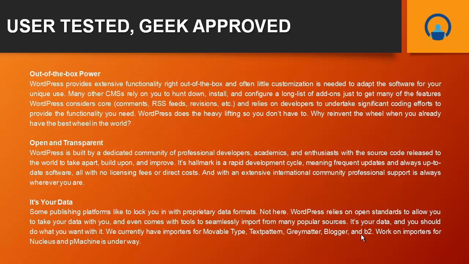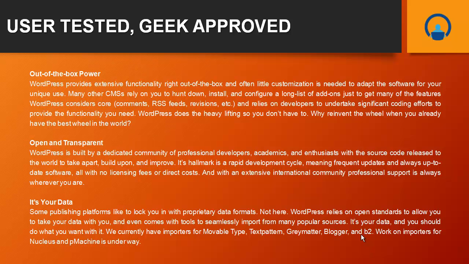Open and transparent. WordPress is built by a dedicated community of professional developers, academics and enthusiasts, with the source code released to the world to take apart, build upon and improve. Its hallmark is its rapid development cycle, meaning frequent updates and always up-to-date software with no licensing fees or direct cost. And with an extensive international community, professional support is always available wherever you are.